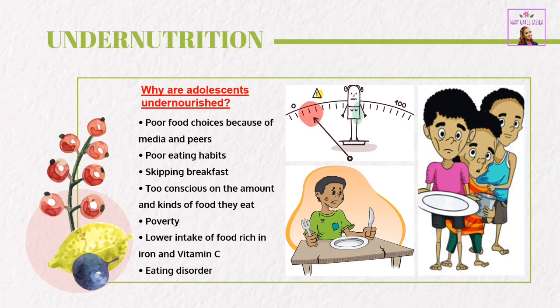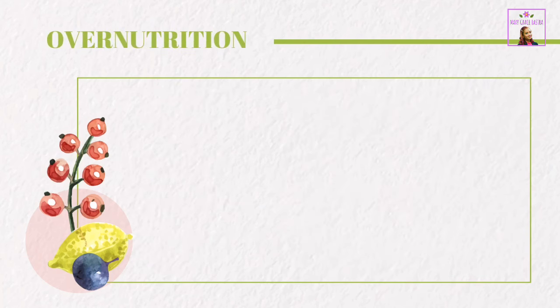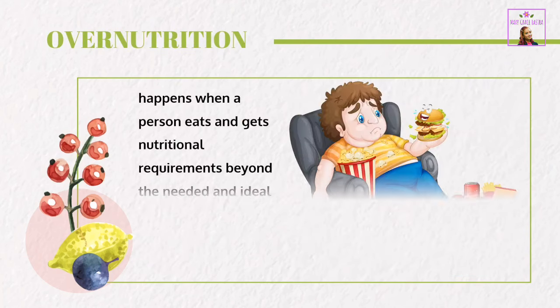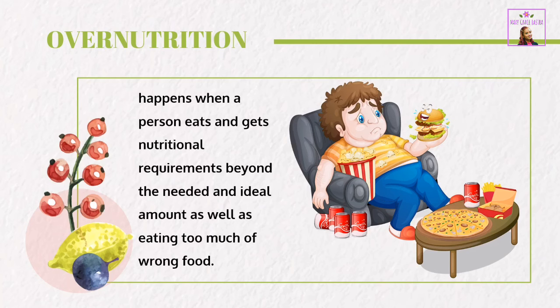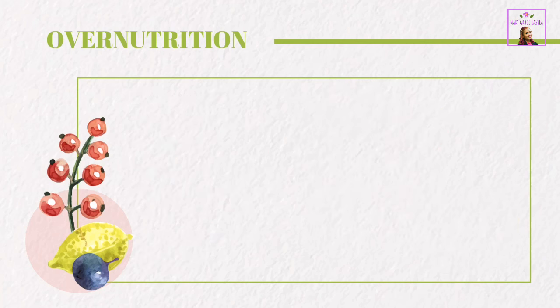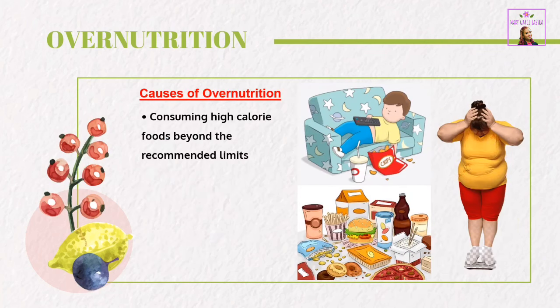Overnutrition happens when a person eats and gets nutritional requirements beyond the needed and ideal amount, as well as eating too much of wrong food. Overnourished people become obese and overweight and more prone to diseases like diabetes, arthritis, hypertension, and other cardiovascular diseases. Causes of overnutrition.